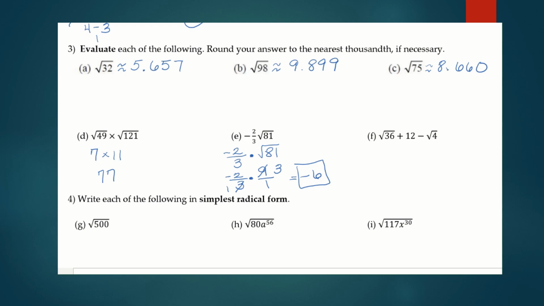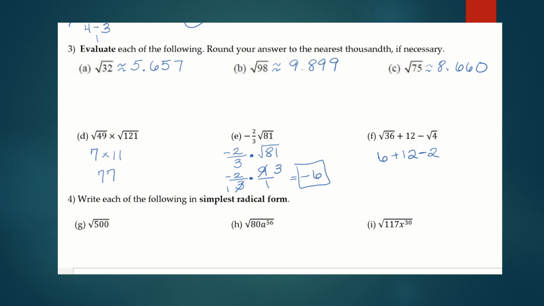Last but not least, looking at F, the square root of 36. 36 is a perfect square. What two numbers multiplied together give us 36? 6 and 6. So the square root of 36 is 6 plus 12 minus, okay, the square root of 4. So what two numbers multiplied together give us 4? 2 and 2. So the square root of 4 is just 2.